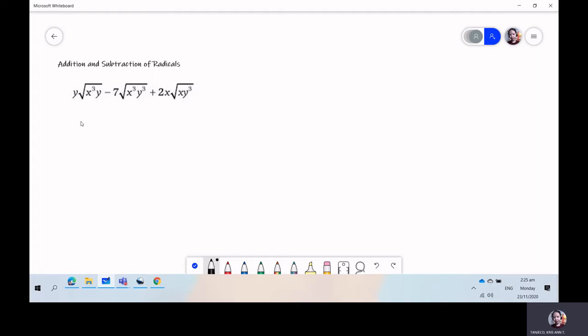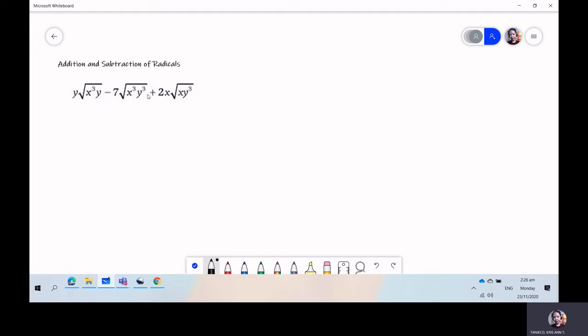In this video, we're going to talk about addition and subtraction of radicals. We have here the following: y square root of x cubed y minus 7 square root of x cubed y cubed plus 2x square root of x y cubed. In this example, we can see that the given radicals are not similar yet.